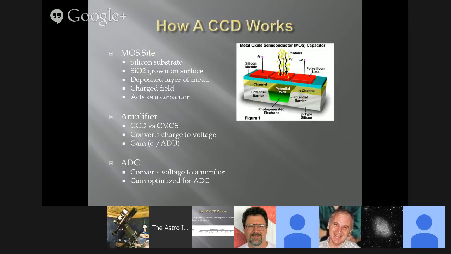And the gain is important. The gain in a camera is important because they optimize the gain for the bit depth of the ADC so that you maximize the dynamic range in the camera. And the dynamic range in the camera is pretty much based off the size of the well and the amount of noise in the camera. And I think we might hear a little bit more about that.